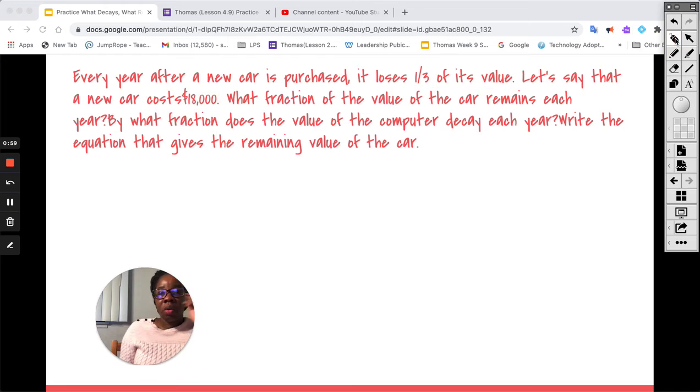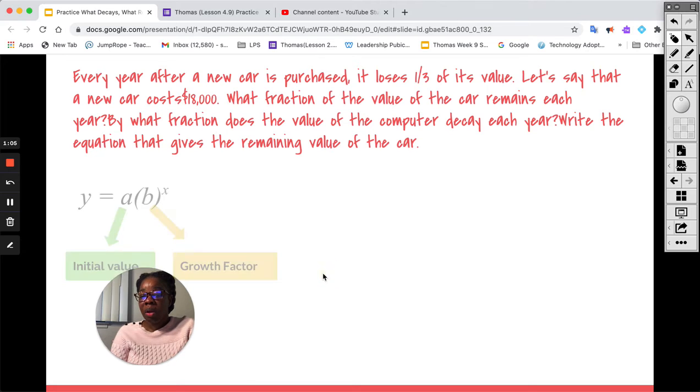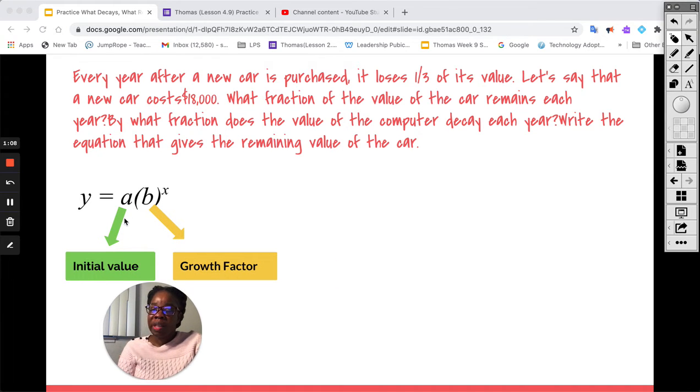All right. So we want to be reminded of the general form of the exponential equation, which is y is equal to a times b to the x, where a represents our initial value, b represents our growth factor. Now, in this situation, they told us that the initial value of the car, or the cost, was $18,000, and they're telling us that the car lost one third of its value. So every year, if the car is losing one third of its value, then how much remains? And that is what we want to focus on. So let's see how we do this.